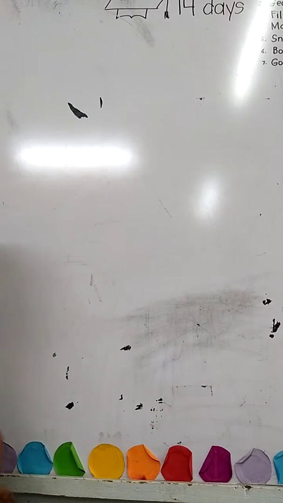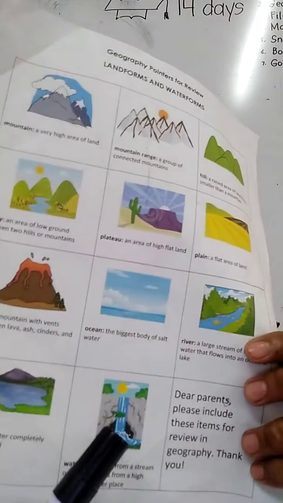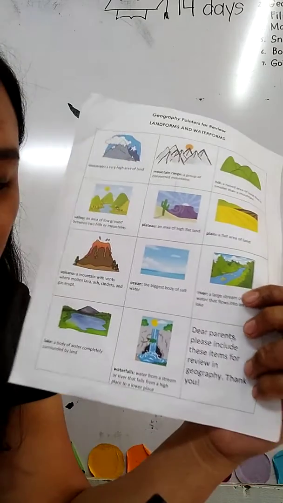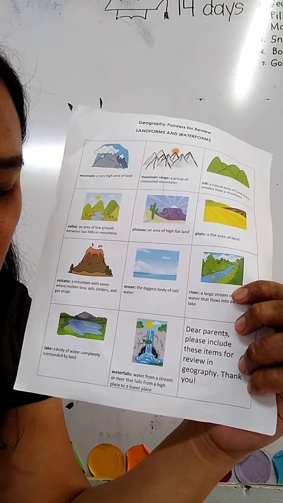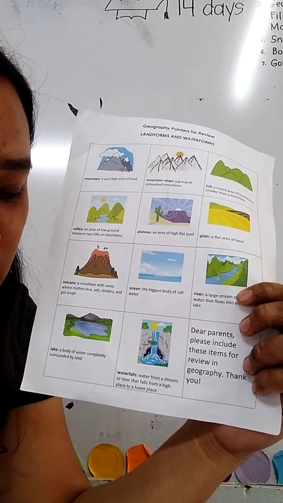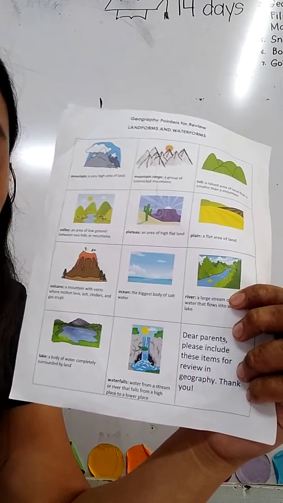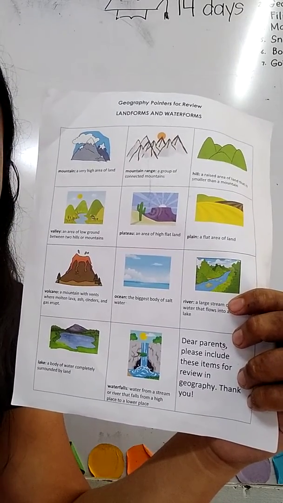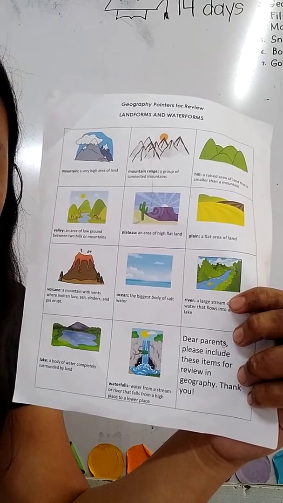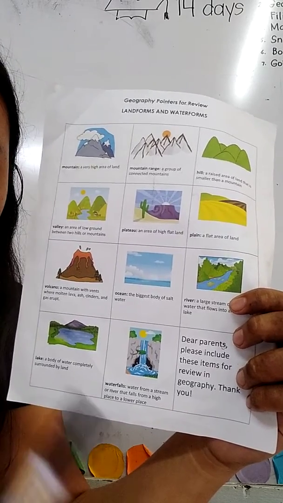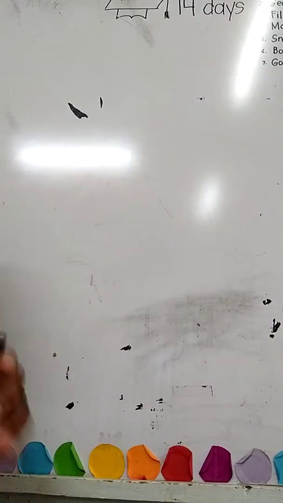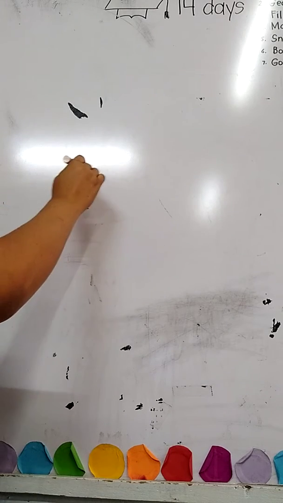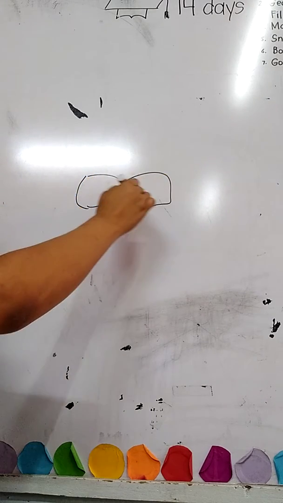And for our last water form, we have a waterfalls. A waterfall is water from a stream or river that falls from a high place to a lower place. So it falls from a high place to a lower place. Waterfalls. So to draw that, you would maybe draw two rocks.